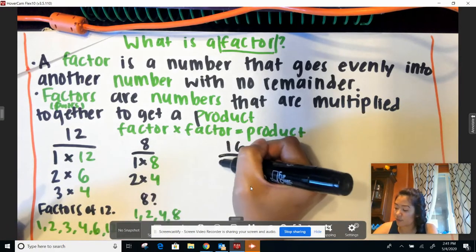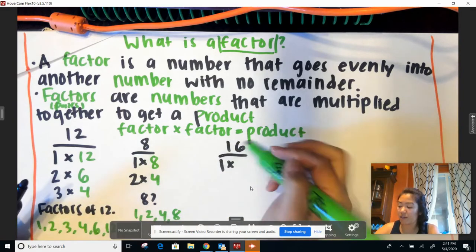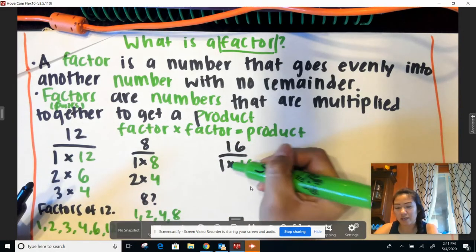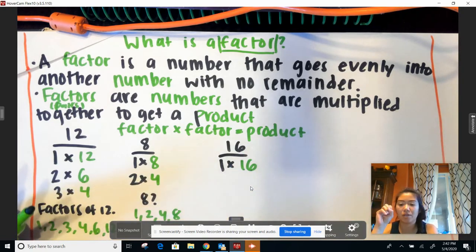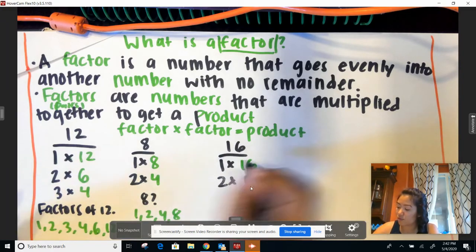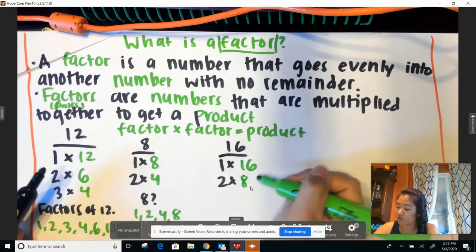Okay, so we know that 1 always can go in there. How many times? 16, because anything times 1 is itself. Okay, how about 2? 2, 4, 6, 8, 10, 12, 14, 16. How many times? 8. So 2 and 8 are factor pairs for 16.